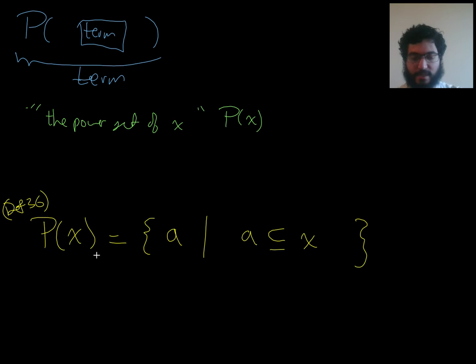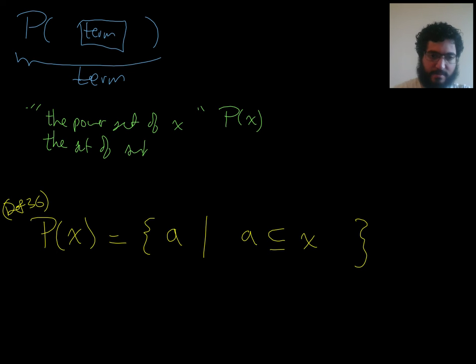So how would you read this? It is the set of things that are subsets of x. So in other words, it's the set of subsets of x. So that's the thing to remember. It's the set of subsets of x. That is what is meant by power set x.